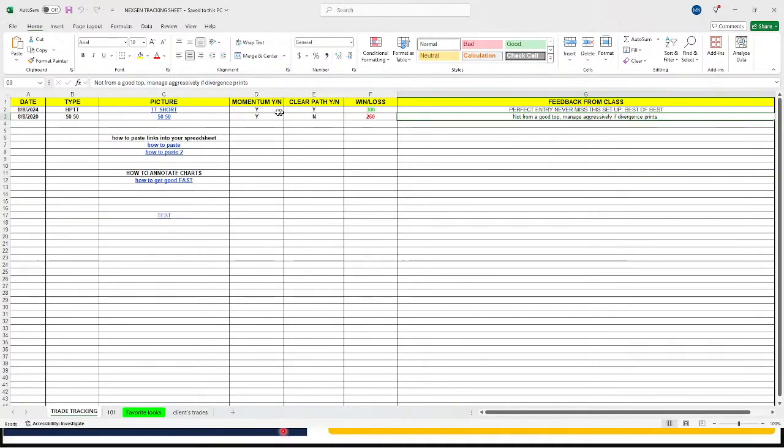And notice that the only 2 advantages that I mentioned are momentum and a clear path, because I firmly believe that if this is your focus, you'll be amazed at the success that you can find. You can track your wins and losses, and then feedback from class.